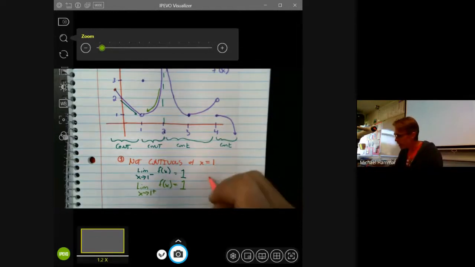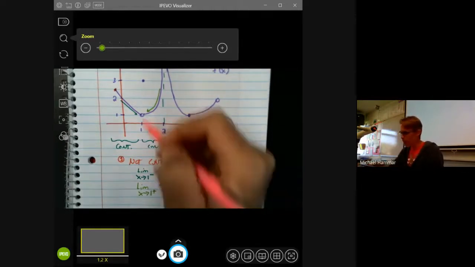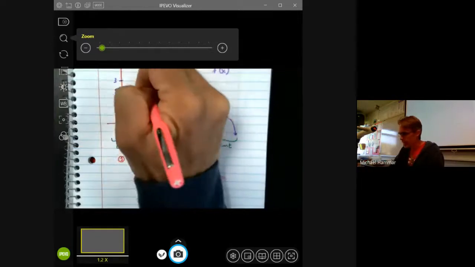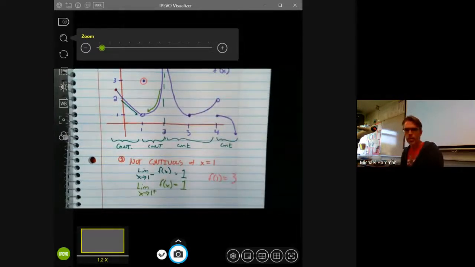Now, this is the kicker, okay? What is f of 1? Well, if you look, f of 1 actually has a different value. f of 1 is 3. So why is this not continuous?